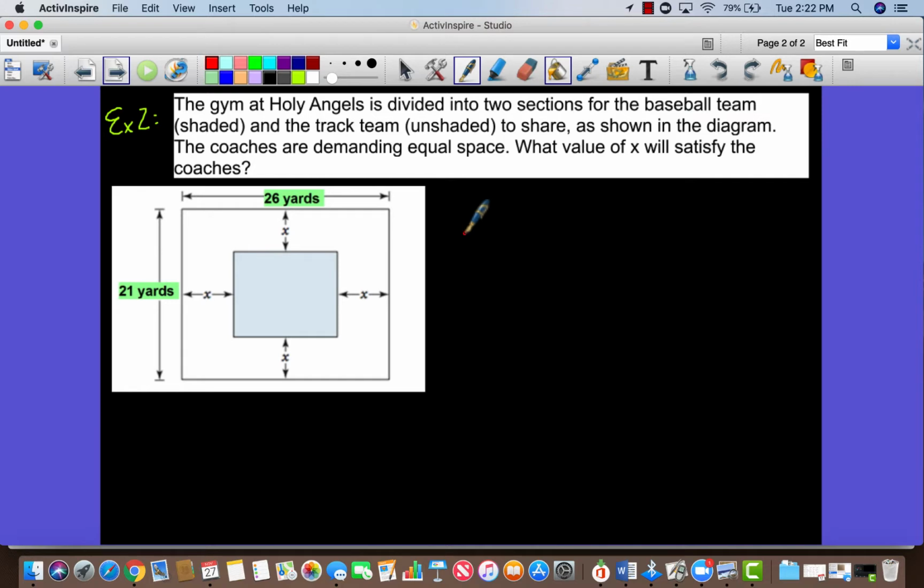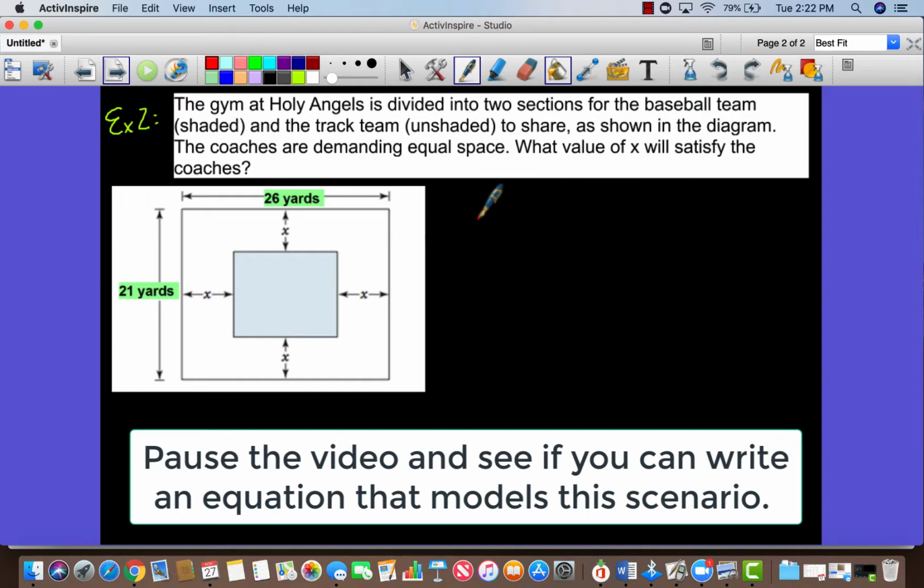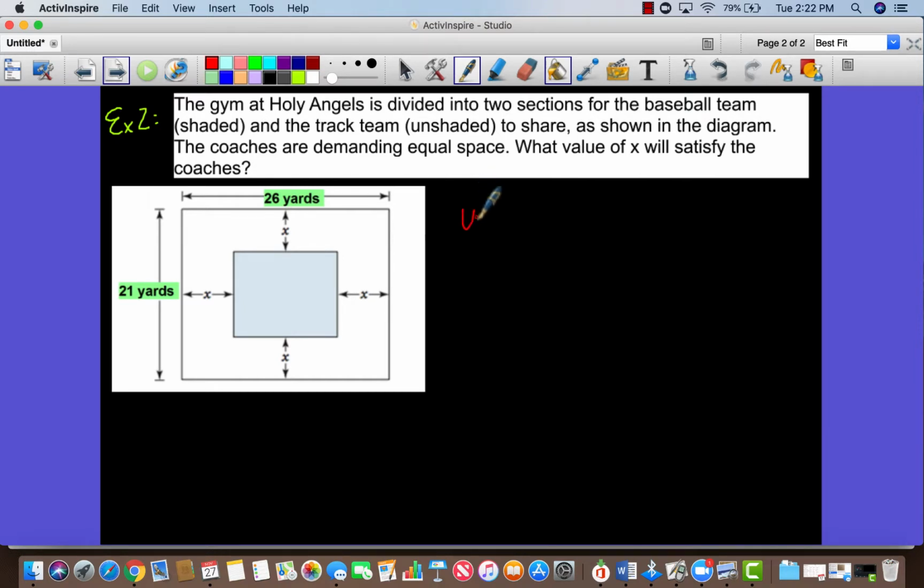So let's think of a few different ways that we could figure this out, and then once we have a few different models, we can pick whichever one seems easiest to solve. So one way we could approach this would be to say that the unshaded area needs to equal the shaded area, and try to figure out expressions for each one.